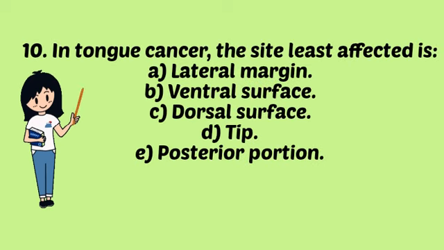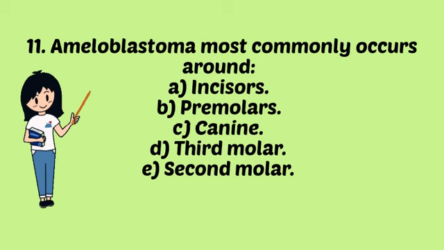10. In tongue cancer, the site least affected is A. Lateral margin. B. Ventral surface. C. Dorsal surface. D. Tip. E. Posterior portion. Option C is correct. Dorsal surface.